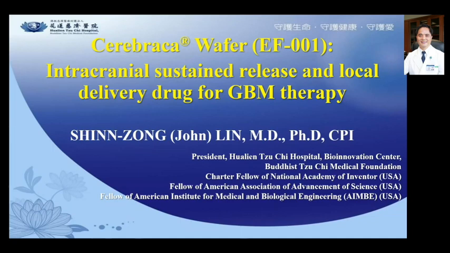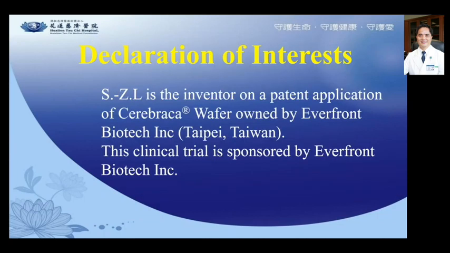Ladies and gentlemen, first I'd like to thank the team. My name is Xin Chong Lin, English name Chong Lin. I'm the president of Hualien Tzu Chi Hospital, Taiwan, and I'm also a professor of neurosurgery at Tzu Chi University. I'm one of the inventors of this patent.